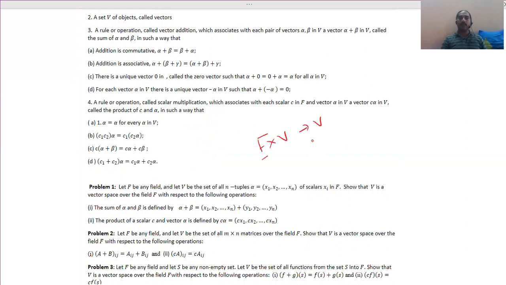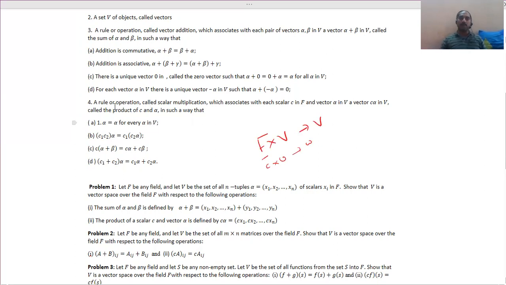Take a scalar. Usually scalars are denoted by a, b, c. So c times some vector, the resultant one is a vector W, like this mapping. So this is the fourth property, indicating the scalar property. This is called the scalar property.